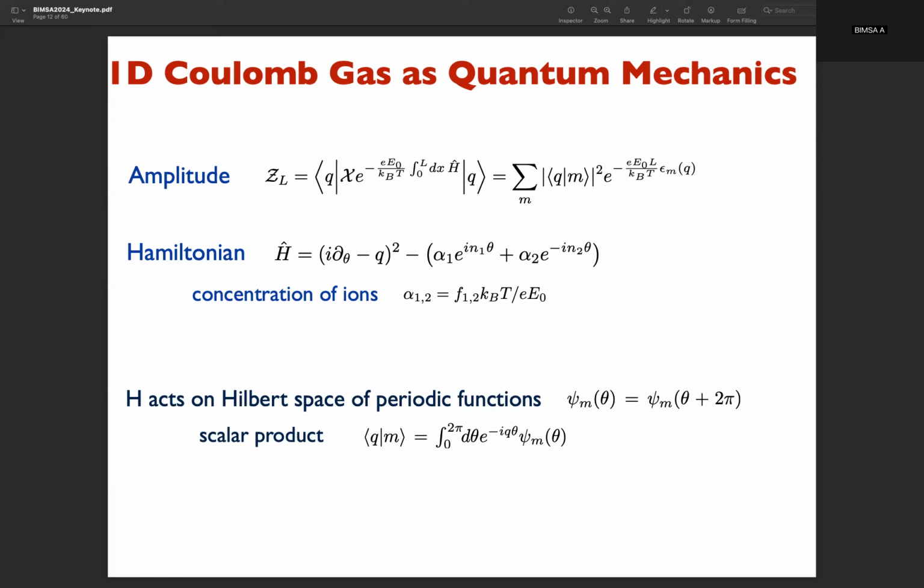So now theta becomes the new coordinate, that auxiliary field that's introduced by hand. And then it's shifted by q. So q looks like a theta angle. In quantum mechanics, you can also think of a theta angle. And this is the potential, right? So the potential is a sum of two complex exponentials. So alpha 1 and alpha 2 are integers. Alpha 1 is the concentration of ions of charge n1, and alpha 2 is the concentration of ions of charge negative n2. And this is how they're related to fugacities.